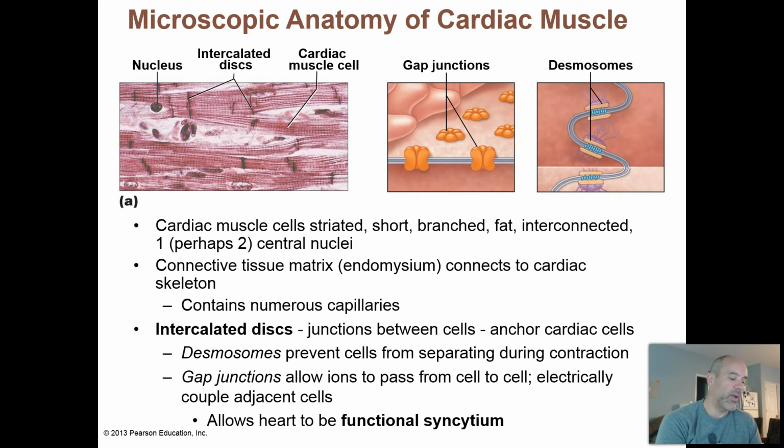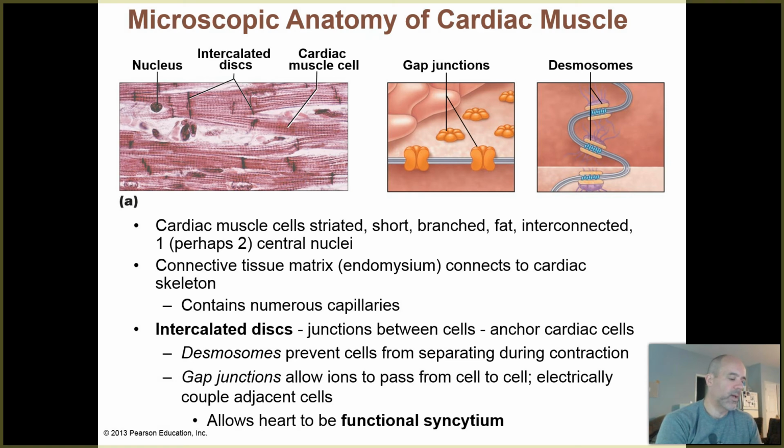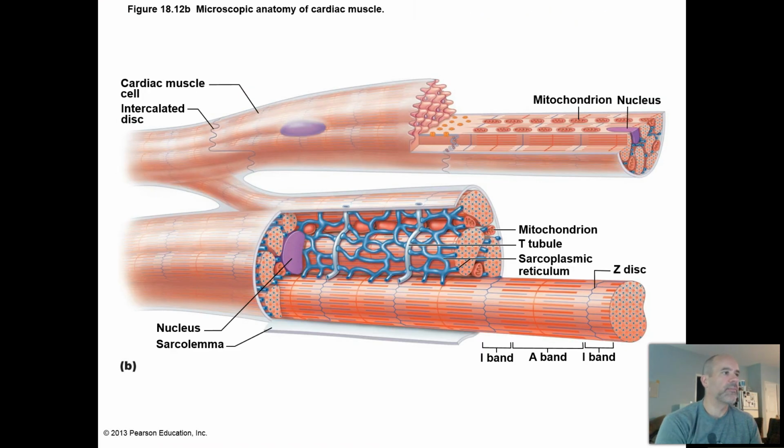In order for that to happen, you have to be able to allow an action potential, those electrical changes, to spread very quickly from one cell to another, to another, to another. And that's able to happen because you have these gap junctions, or little pores, that allow ions to flow from one cell to another.